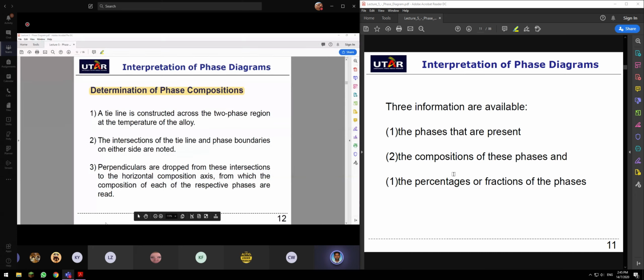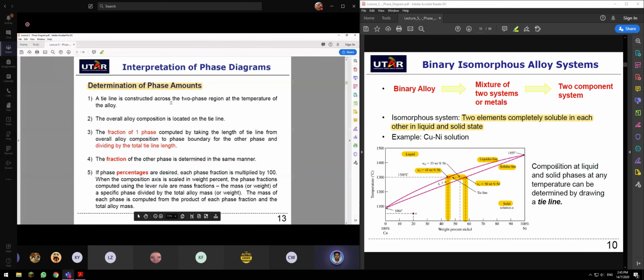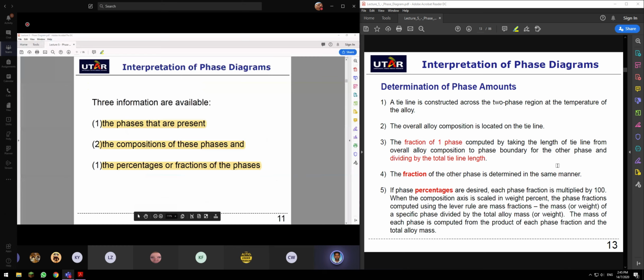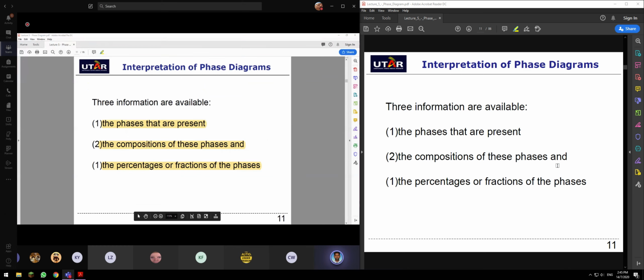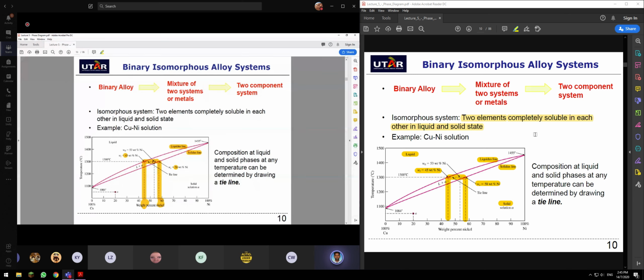Okay, guys, it's 2:45. Let's continue. Now over here, guys. So you have your phase composition and also phase amount. One student was asking me about phase composition and phase amount. Here, at this temperature, 1300 degrees Celsius, and at the initial composition of 53 weight percentage of nickel, that material exists in liquid and solid. Liquid and alpha solid, right?